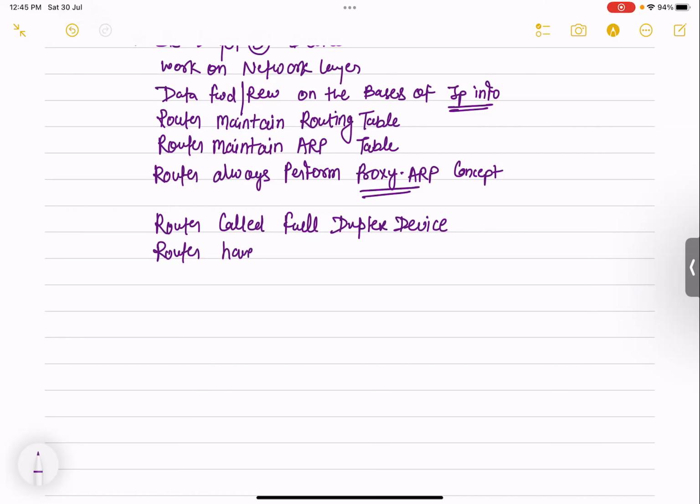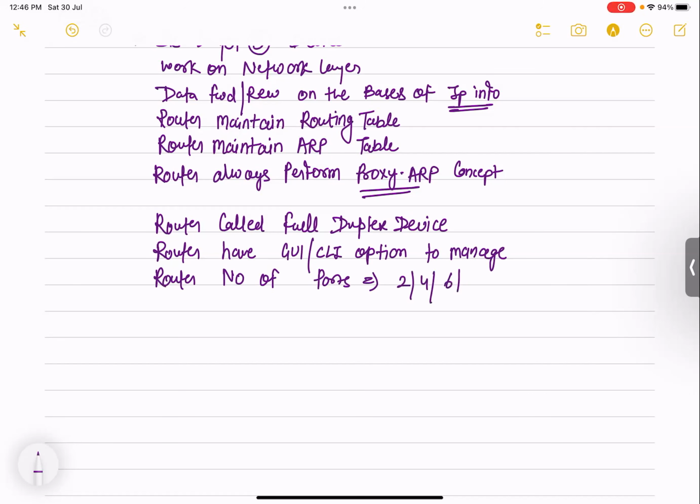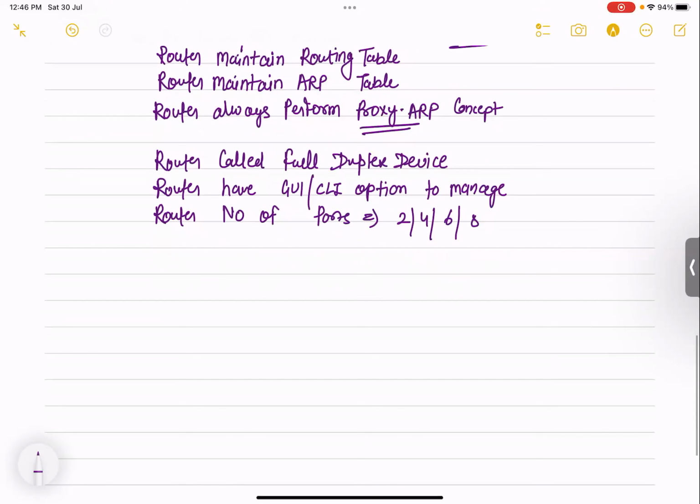One more thing: a router has a GUI or CLI interface. CLI is the option to manage, but it depends on the vendor. Clear? One more thing: the number of ports on a router. How many? 2, 4, 6, or 8. One more thing: every port of a router is a member of a different group number, a different group member.